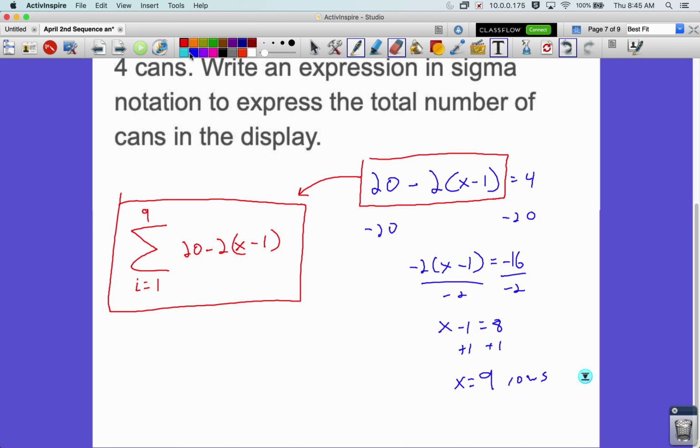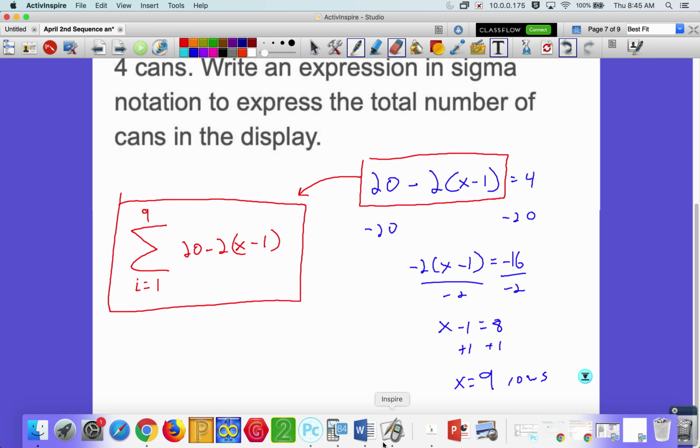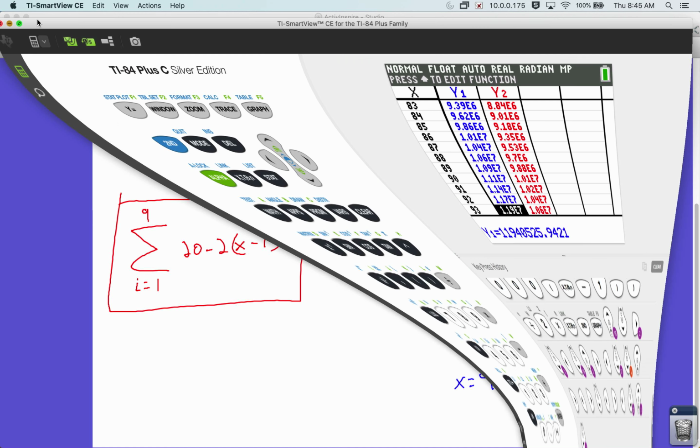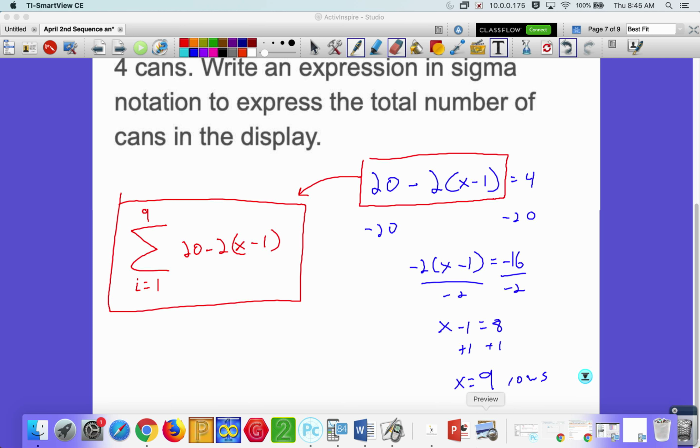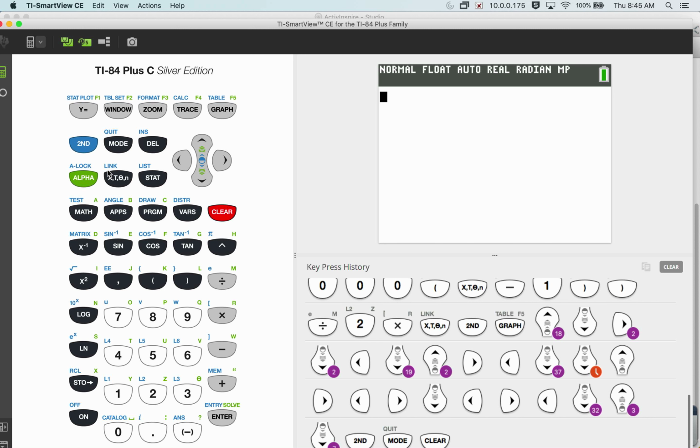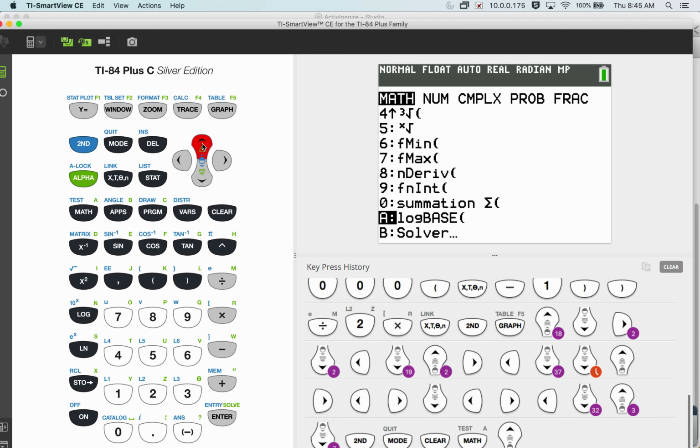We can now use the formula for the sum of an arithmetic sequence, but I want to show you how to plug this into your calculator. There's actually two ways to do this. Okay, here we go. So one way is we press math and we look for this summation button.